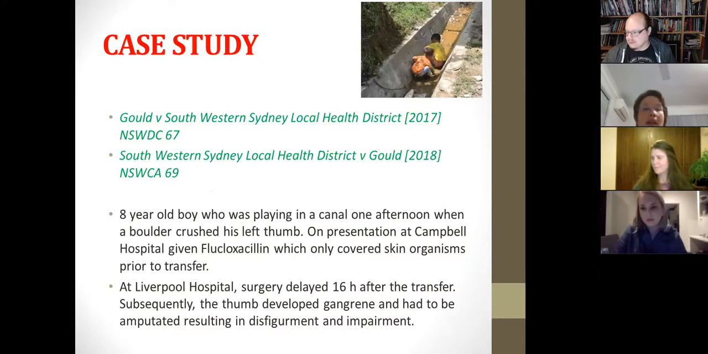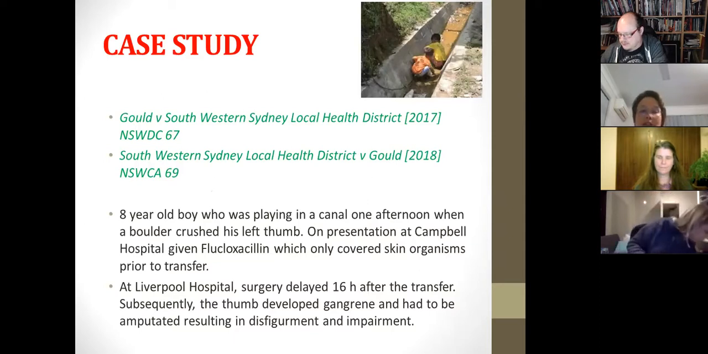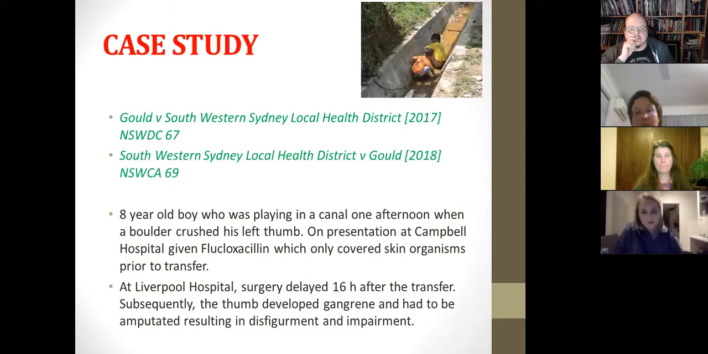As we can see, I had a case study of Gould and Southwestern Sydney Local Health District. An 8-year-old boy was playing in a canal one afternoon when a boulder crushed his thumb. On presentation, they gave him flucloxacillin after consulting with Liverpool Hospital, which is a big tertiary center. The boy was transferred to Liverpool Hospital, had very delayed surgery, more antibiotics, and then the thumb developed gangrene and ended up being amputated.